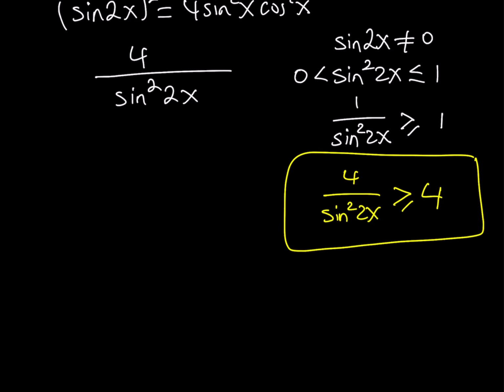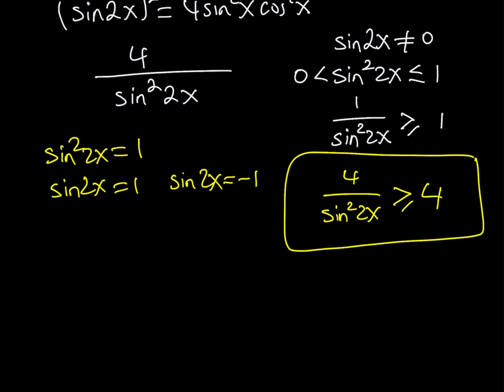But what happens if sine x is equal to 0? Then our expression is going to be undefined. Of course, in order for this to equal 4, sine squared 2x needs to equal 1. And this means that sine 2x is equal to 1, or sine 2x is equal to -1. In these cases, we just have to be careful that sine x or cosine x does not equal 0.